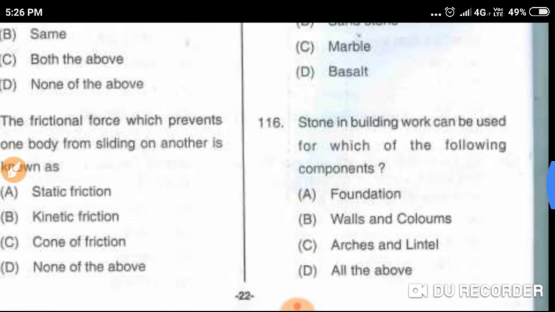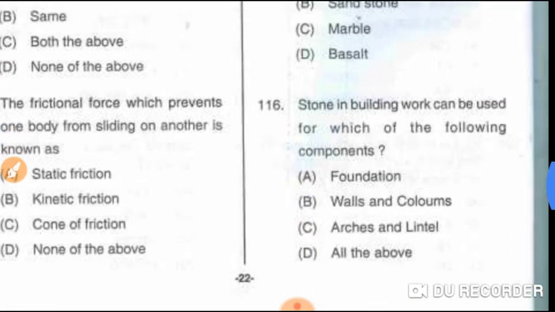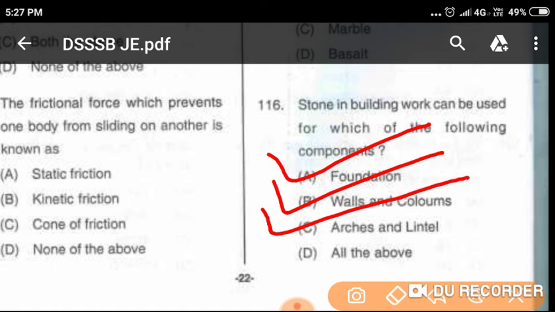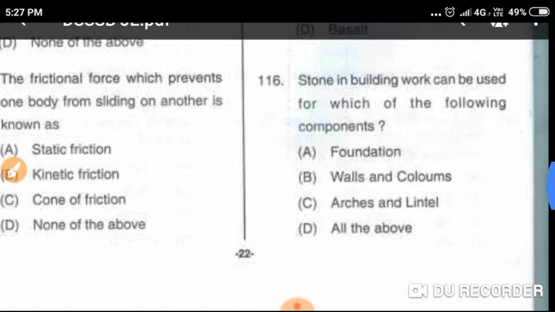Now question 116. Stone in building work can be used for which of the following components? Option A foundation, option B walls and columns, option C arches and lintels, option D all the above. Option A is correct, option B walls and columns is correct, option C arches and lintels is correct, so the correct option is option D, all the above.